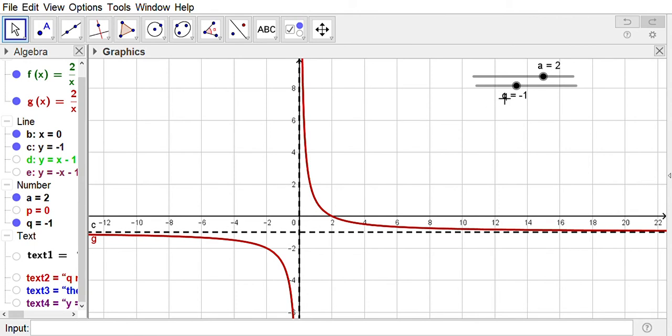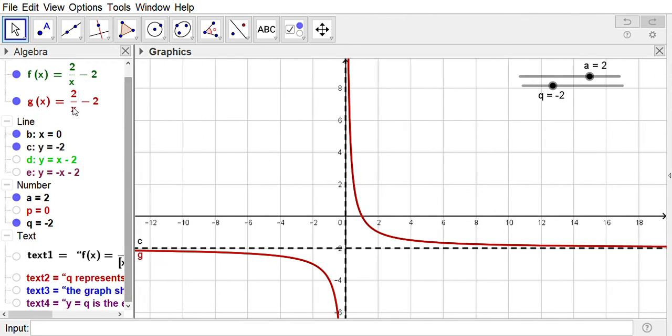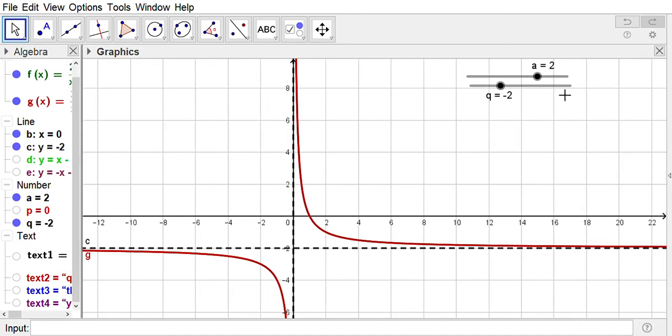And then if I make Q equal to negative 2, the graph will shift by 2 units down, and the value of Q is now negative 2. And if I shift it further to the left, the value of Q, the graph will obviously shift further down.